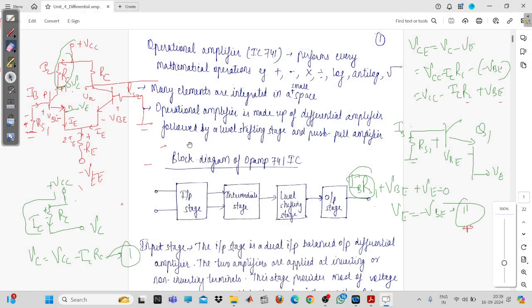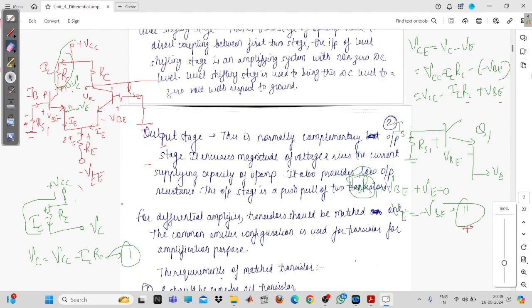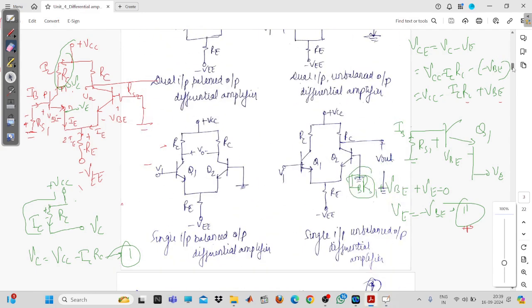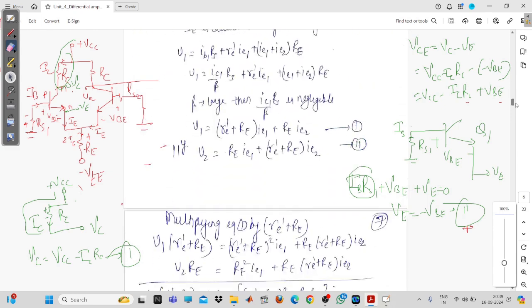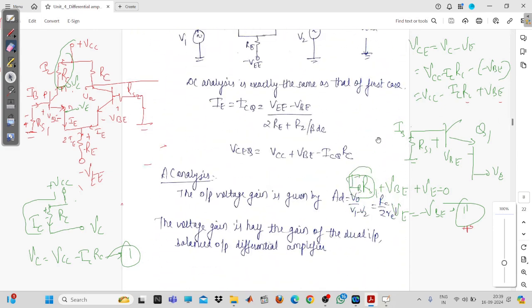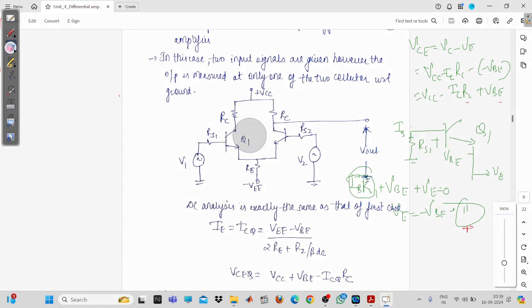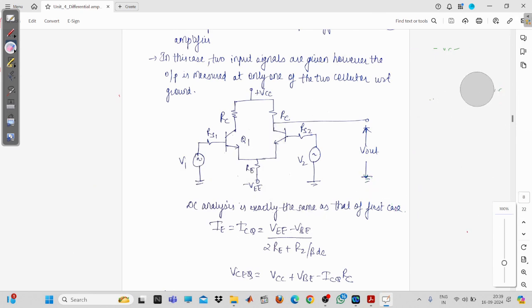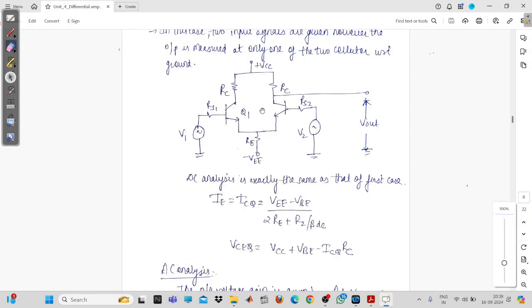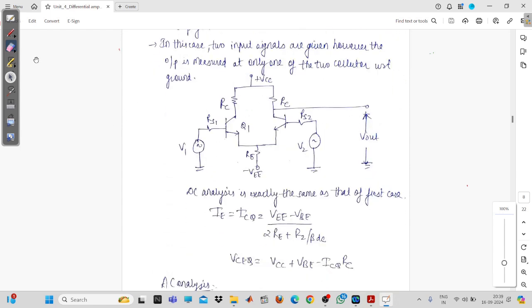So we cannot comment on the stability of the dual input unbalanced output differential amplifier. Same thing was there. You can just have a look. These two are the equations. You can see from the figure only, this is the dual input balanced output differential amplifier. So we have got these two equations. These two are temperature dependent.